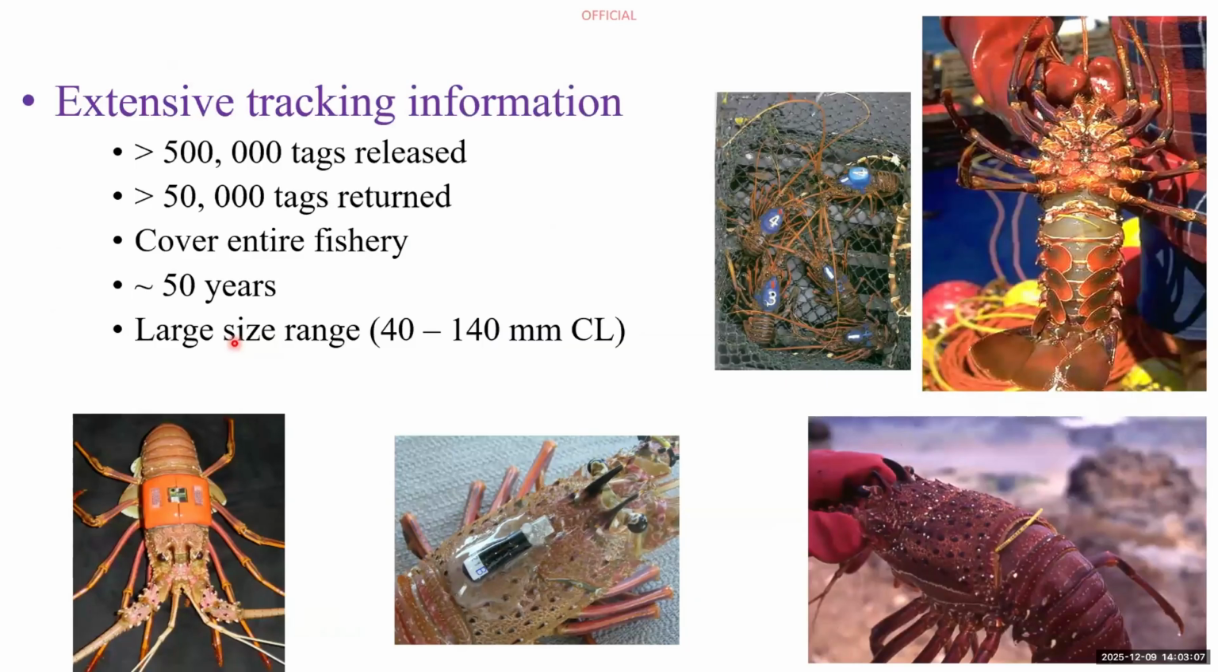We've done a lot of tagging over the years. We've used electromagnetic trackers, archival tags, acoustic tags, but most of our tagging is the T-bar anchor tag, placed dorsally and ventrally as well. As you can see, we've released over 500,000 tags. We've got about 10% back over the journey, and the full size range of animals has been tagged over a lot of years.